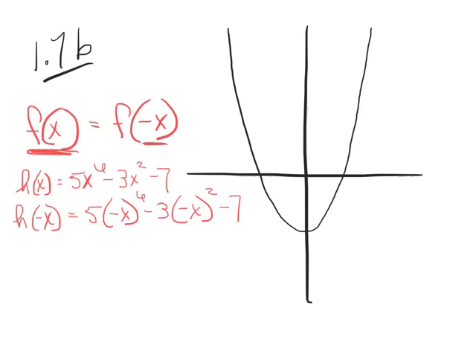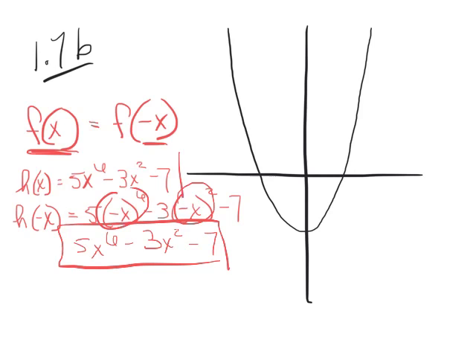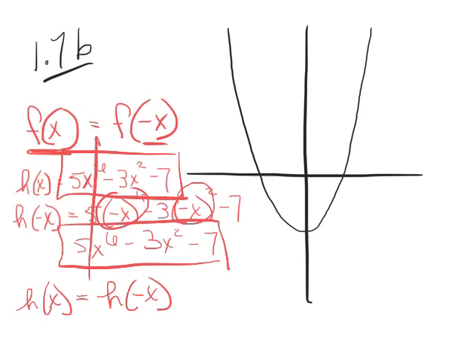So let's keep going here. 5 times negative x to the 6th power gives me an x to the 6th, minus 3 times negative x squared is going to give me an x squared, and then we're going to subtract 7. So that is equal to that. So h of x equals h of negative x, just like we said right there. So therefore it is an even function. Okay, so that's an example of how to figure out if it's an even function.